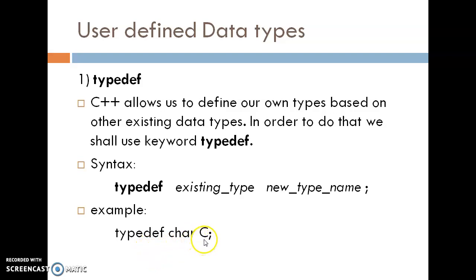So what is basically C? That C is a new type name which is of data type character. This character must be an existing type. Now using this C, we are able to declare more variables. So C A, B, D. Then A, B and D are declared as character data type.